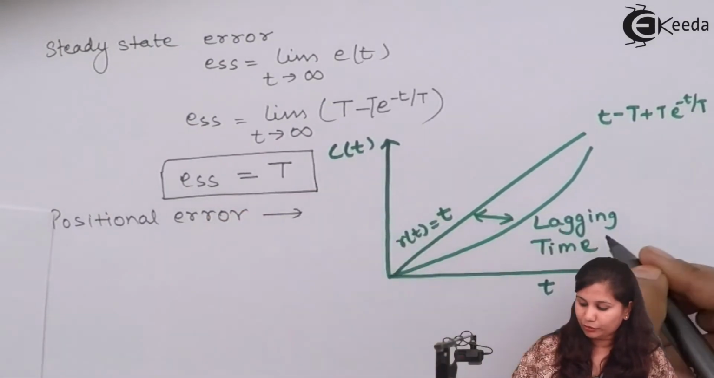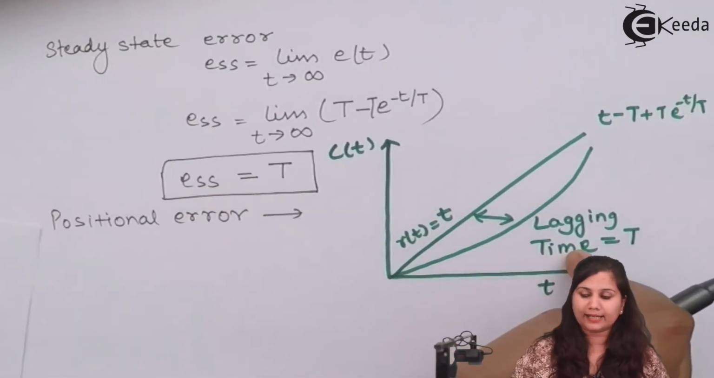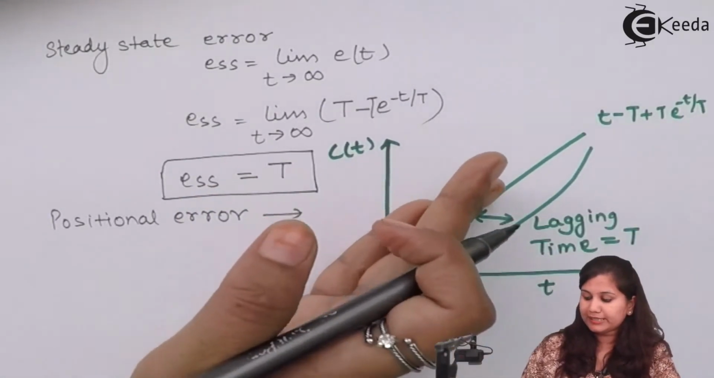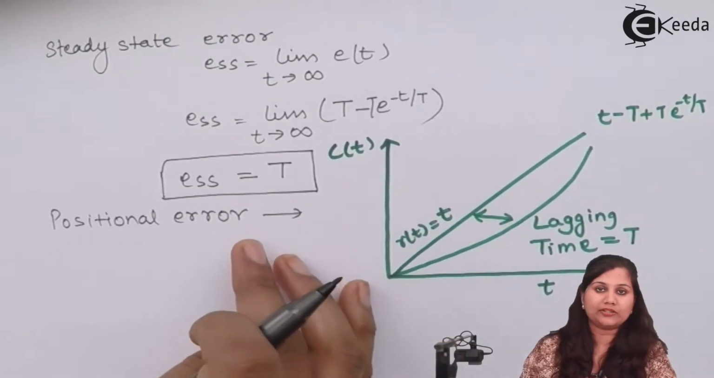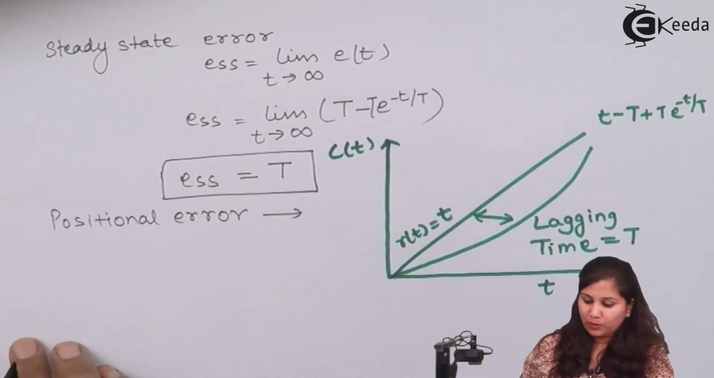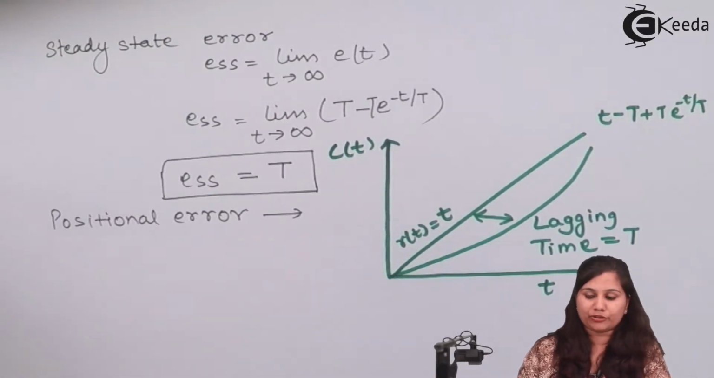And it is coming out to be t, also known as the steady state error. So the output is lagging behind the input, that is why this error is called the positional error. So this was the response when our input is a unit ramp function.